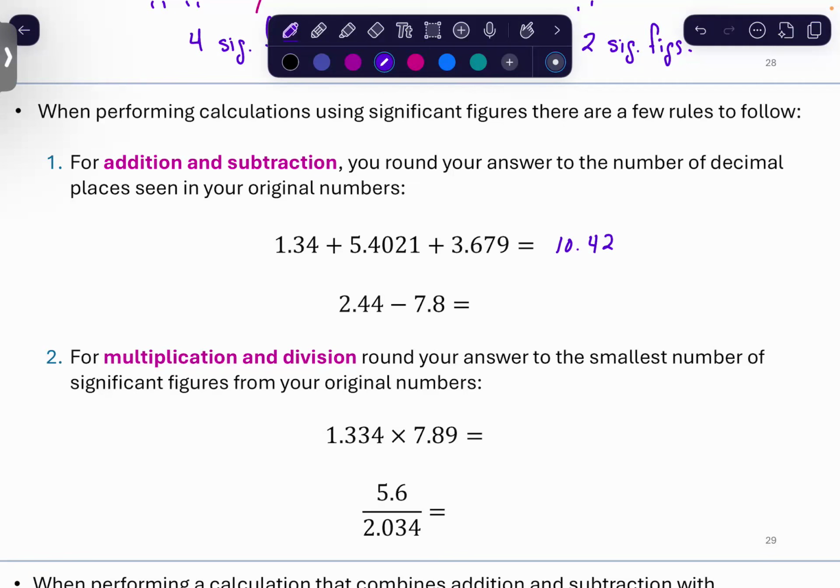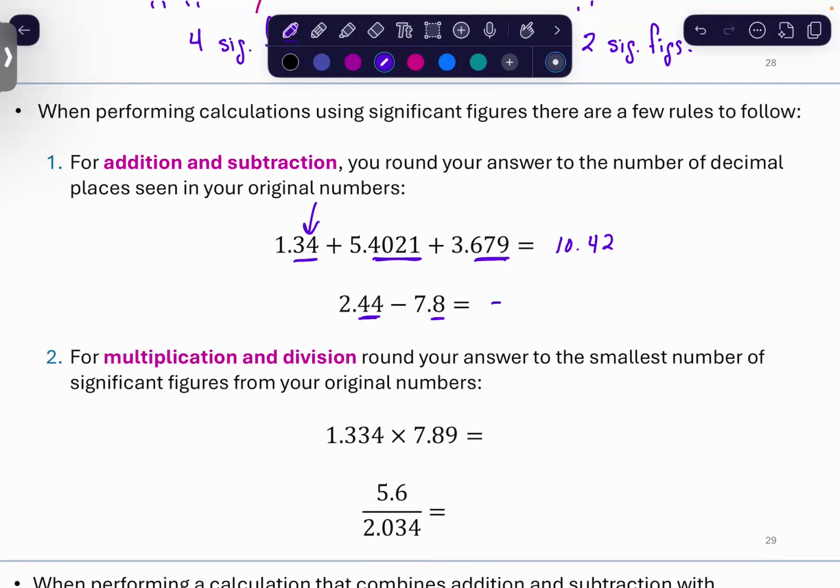The way you round it is you look at all your numbers here and you notice your 0.34, that's 2 decimal places. 0.4021, that's 4 decimal places, and 0.679 is 3 decimal places. So you're going to round to 2 decimal places. No matter what your answer is, you're going to round to 2 decimal places. So if you look at the subtraction, you have 2 decimal places and 1 decimal place. So you have to round this answer.